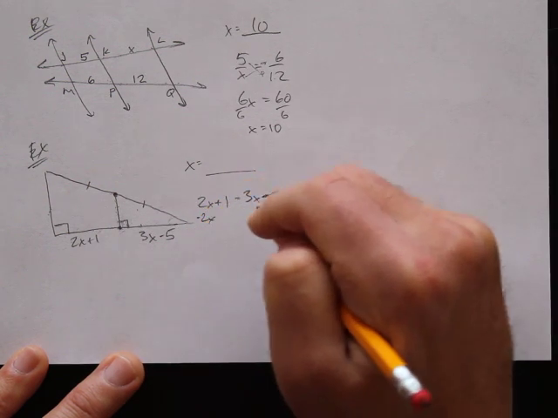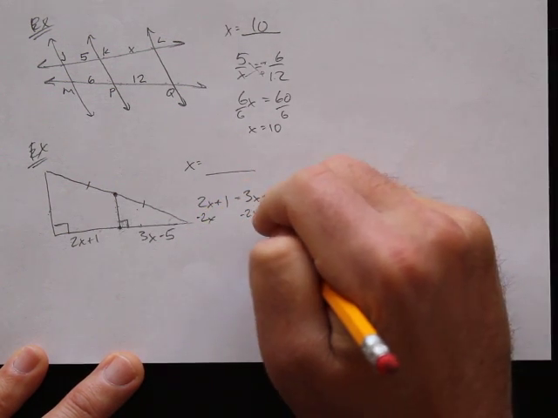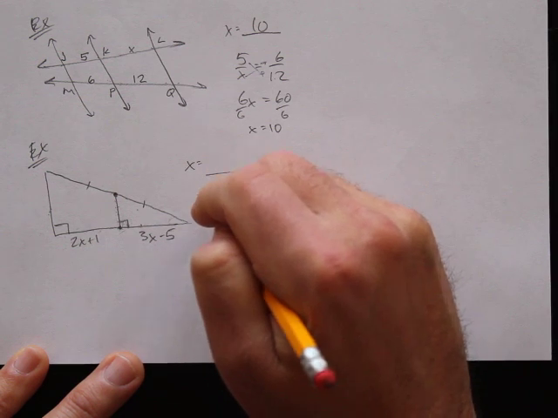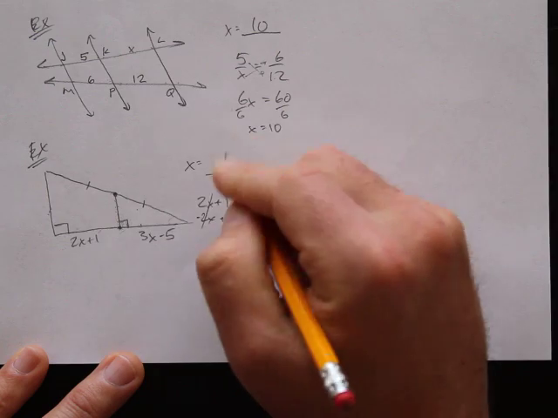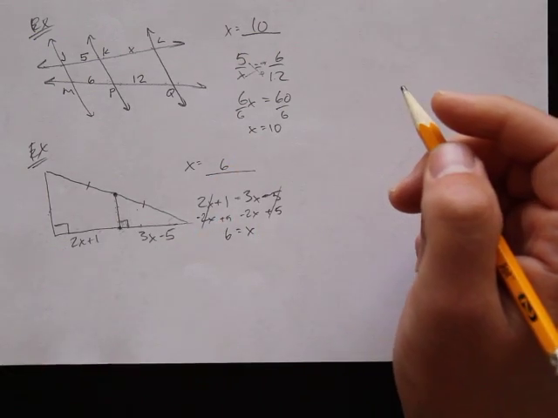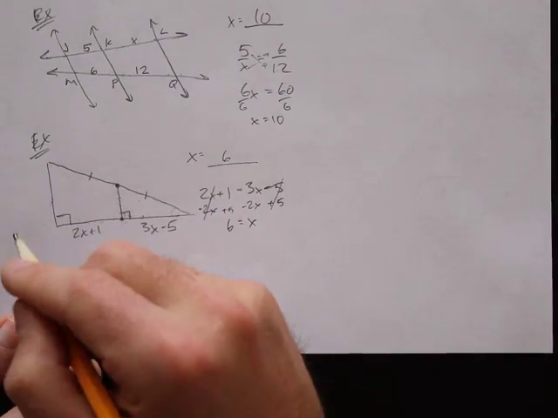I can subtract 2x from each side. I'm going to add 5 to each side. 2x's go away, 5's go away. I end up with 6 equals x. X equals 6. Okay, now I've got two for you to do on your own.